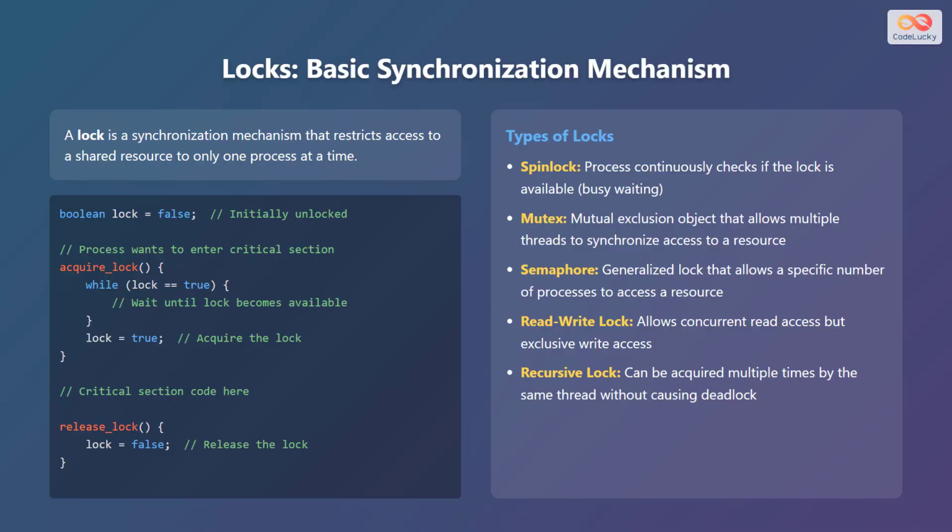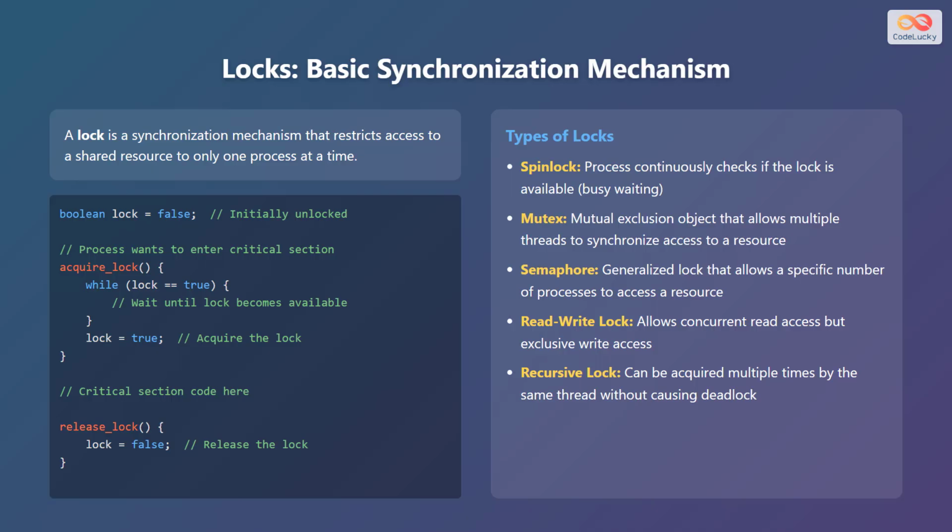A lock is a synchronization mechanism that restricts access to a shared resource to only one process at a time. The code snippet shown is an example of a lock. The lock is initially set to false, indicating that it is unlocked. A process wanting to enter a critical section first calls the acquire lock function.